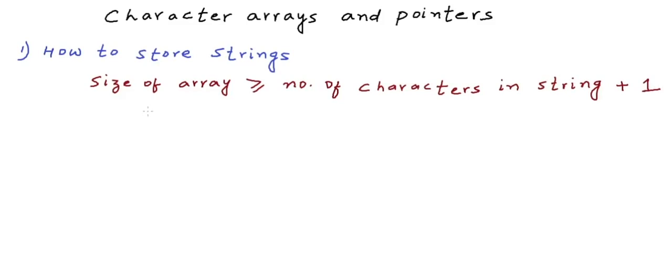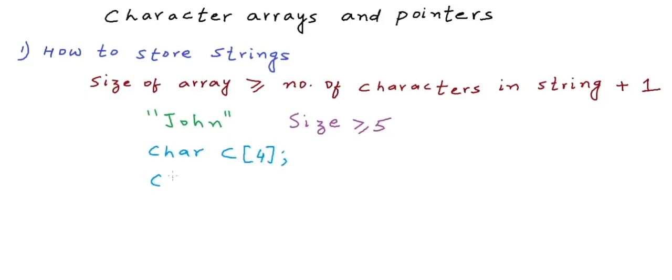So let's say if our string is a name of 4 characters like John, then the size of the array should be greater than or equal to 5. Now the obvious question would be, why do we need space for one extra character? Isn't it that if we declare a character array of size 4, we can store all the characters in John?